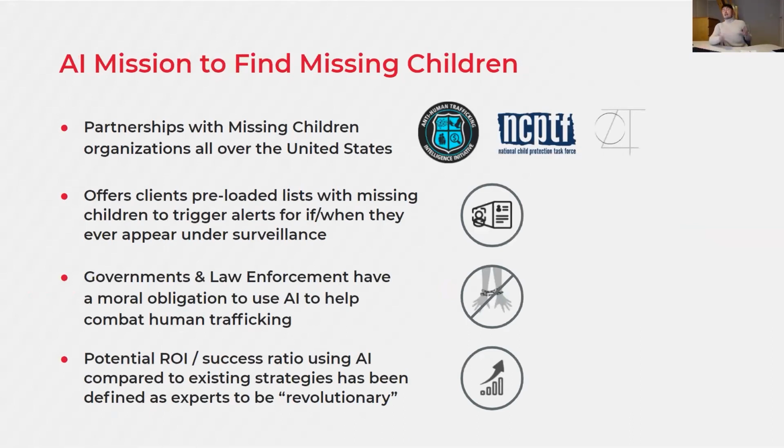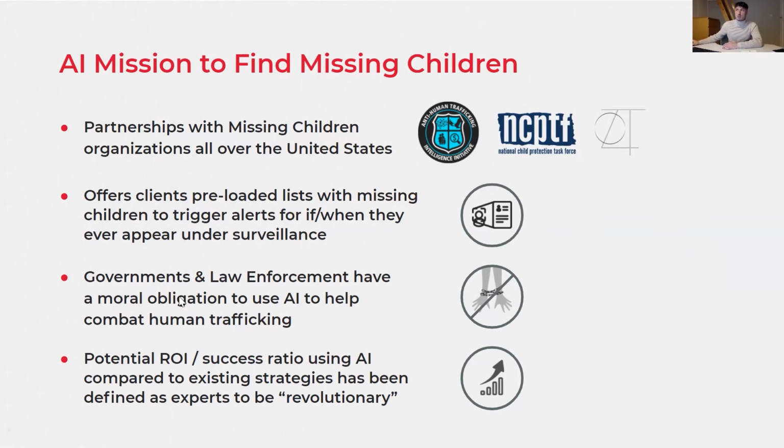Like I talked about, there is a moral obligation to use AI in the mission of finding missing children. AI software companies around the United States are forming partnerships with missing children organizations all over, because these organizations have the databases with the photos of the missing children. These need to be offered to the cities free of charge. They need to have a specific user who receives the alert if the child ever appears under surveillance.